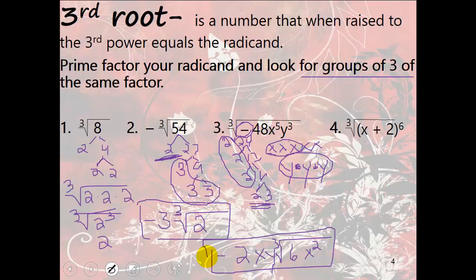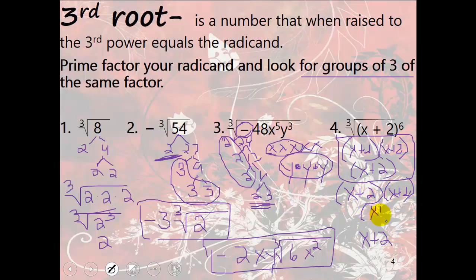Okay, hopefully that video question went well for you. It should have been pretty much like number 3. Number 4, we're going to group these. There's 6 x plus 2's. So I have x plus 2, and x plus 2, and x plus 2. So that's one group of them, right? So I know that I have at least one x plus 2. Now I have an x plus 2, and an x plus 2, and an x plus 2. So here's another one. So that means I have 2 of them. So the cubed root of x plus 2 to the 6th is x plus 2 squared.